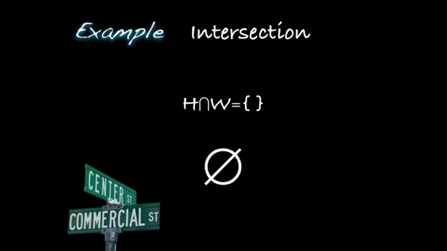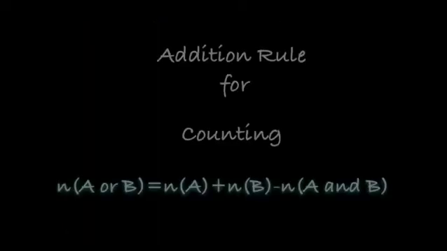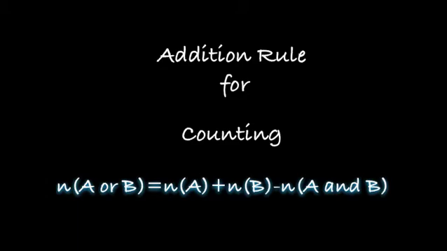This is the symbol for the empty set, or the empty list. Notice that there are no items, or 0 items, in the empty set. And this is actually the definition of 0. The addition rule for counting n of A or B is n of A plus n of B minus n of A and B.